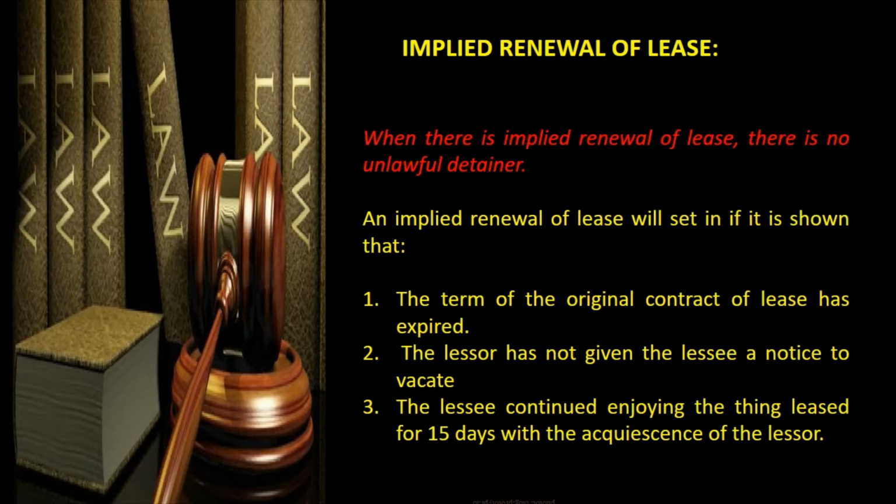When there is implied renewal of lease, there is no unlawful detainer. An implied renewal of lease will set in if it is shown that the term of the original contract of lease has expired, the lessor has not given the lessee a notice to vacate, and lastly, the lessee continued enjoying the thing leased for 15 days with the acquiescence of the lessor.